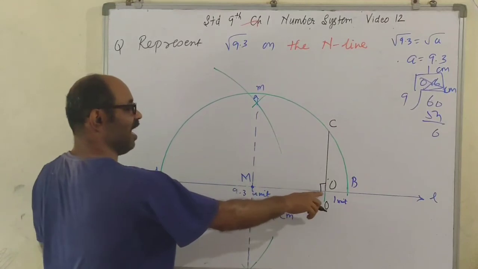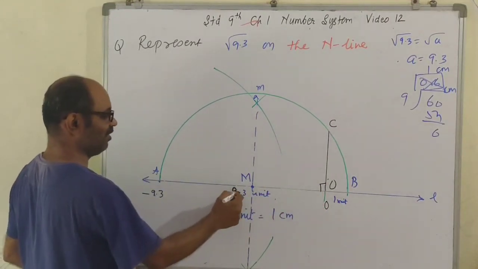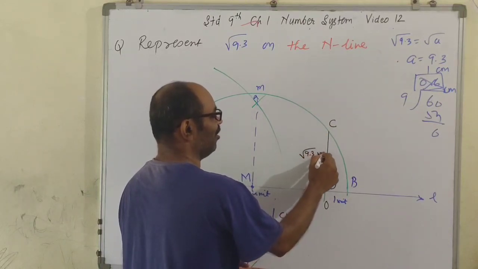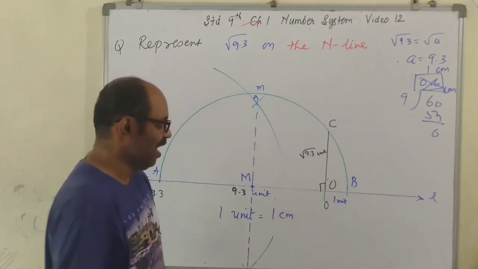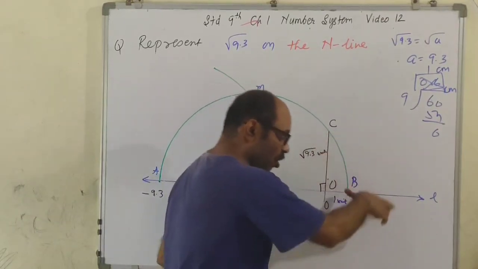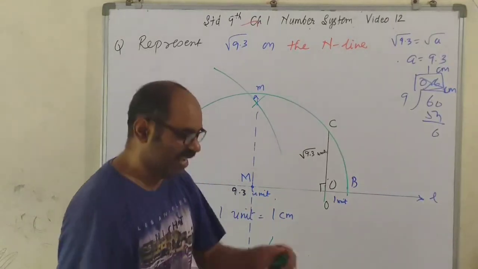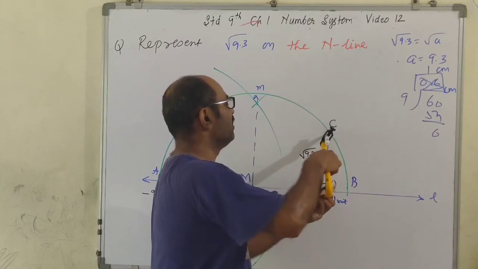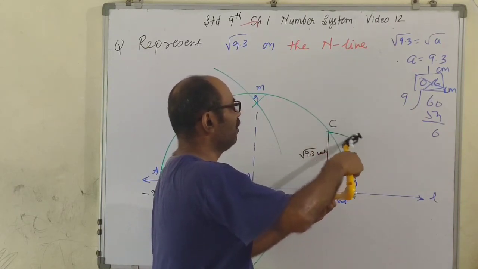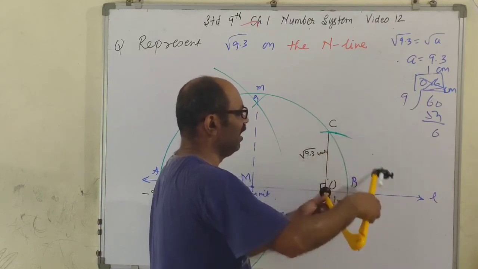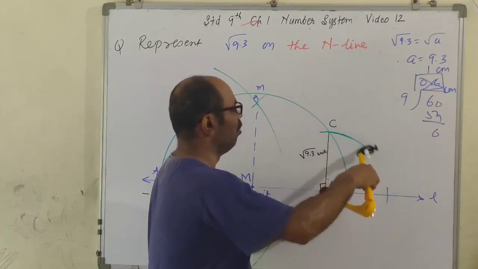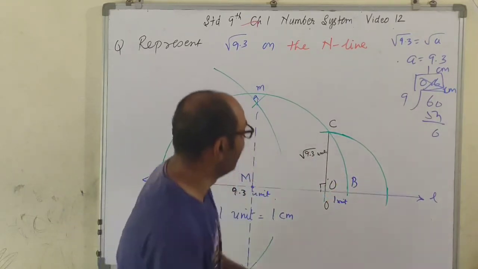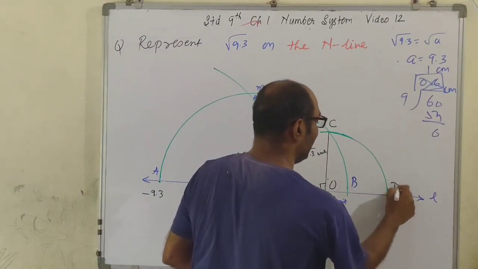Children, how much is AO? 9.3 units. So how much is OC? Square root of 9.3 units. I've shown you that calculation. Now I'm going to project this OC on the number line. Again, I need a rounder. Center is O, radius is OC, and I'll draw a circle. See, you can do one thing, cut here and cut here. No need of drawing the whole. If you want, you can draw. If you don't want, you don't draw. Alright? Chaliye. So here is a point D.